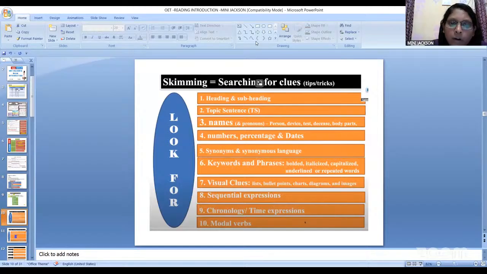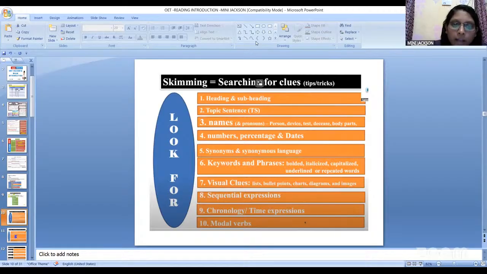Then names and pronouns. Maybe you can find a person's name or a device's name, a test, disease conditions, or body parts. Okay, so we need to understand. Sometimes they will mention an organization name, like WHO, something like that. So we need to underline that also. Then we need to underline or focus on numbers, percentages, or dates.